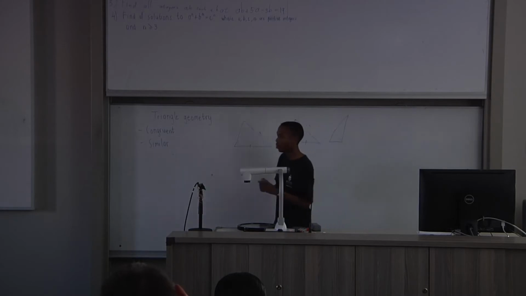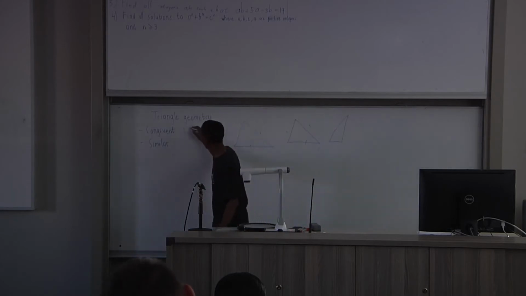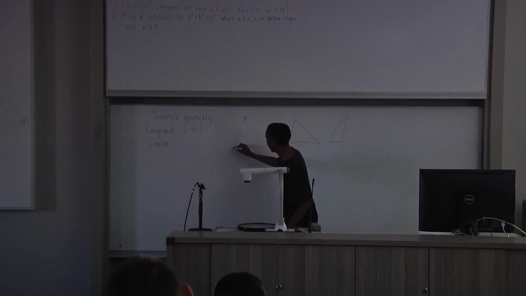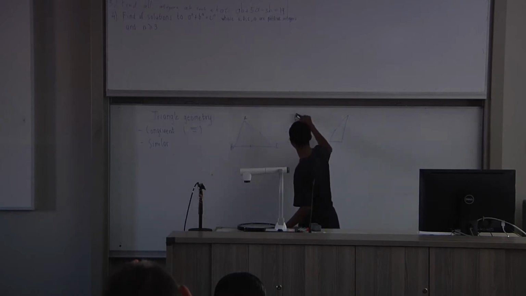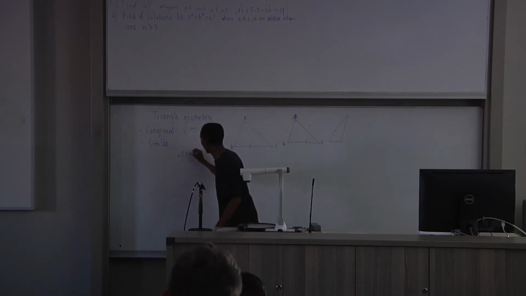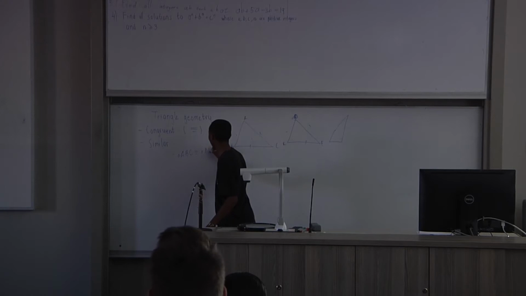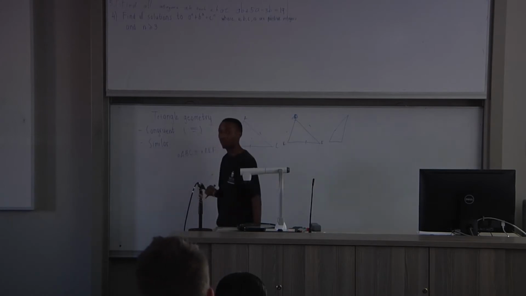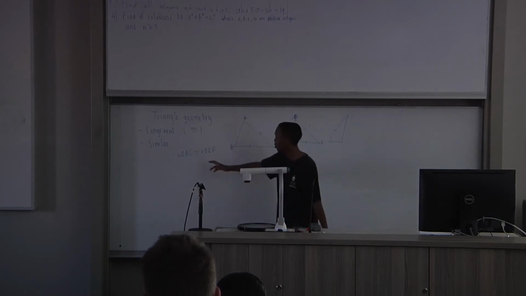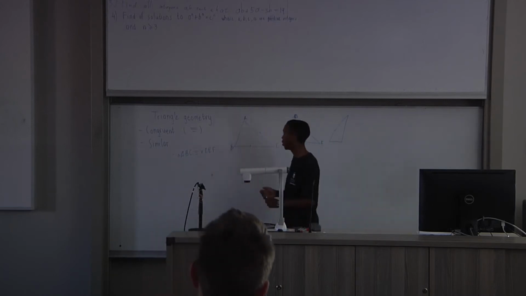The symbol we use is these three lines. So if you call this triangle ABC and this one DEF, we would say triangle ABC is congruent to triangle DEF. Cool. So that's the symbol we use for exactly the same.